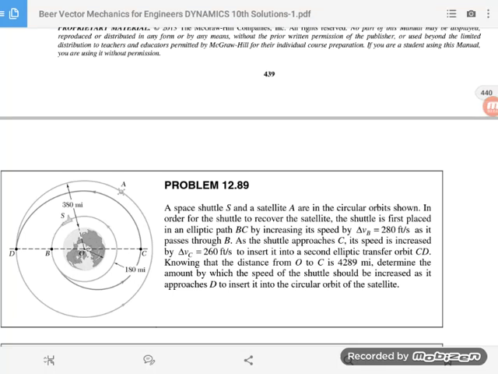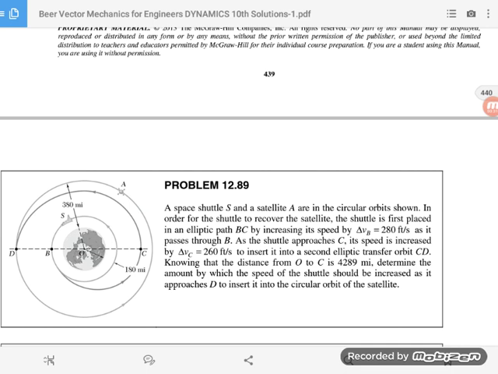Today we're going to talk about problem chapter 12.89 from Beer Vector Mechanics for Engineers, Dynamics, 10th edition. This problem is very difficult but very awesome and amazing. It's just one of those problems that actually makes sense because it's so applicable to engineering, especially aerospace engineering and space dynamics.